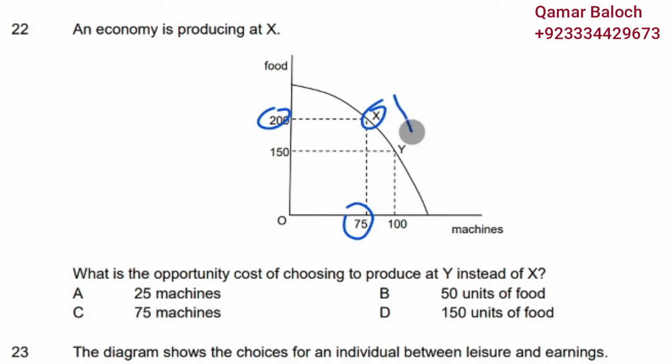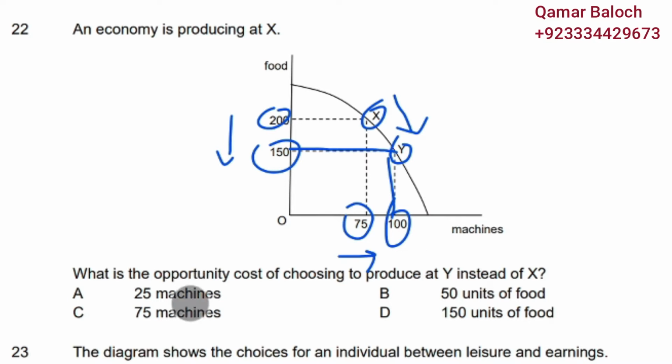If we move from X to Y, we are now choosing combination Y. It means now we can produce food 150 units and we can produce machines 100. So since we are increasing production of machines, we are sacrificing food. So what will be the opportunity cost then? Then opportunity cost will be definitely food. So we can cross these two figures.